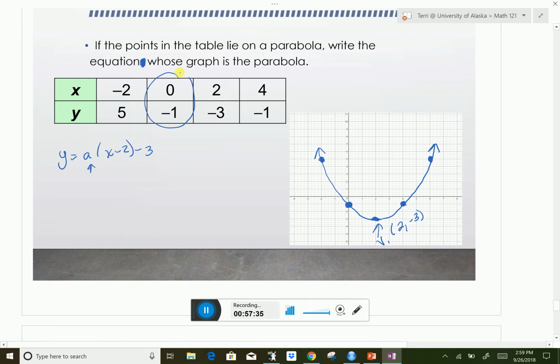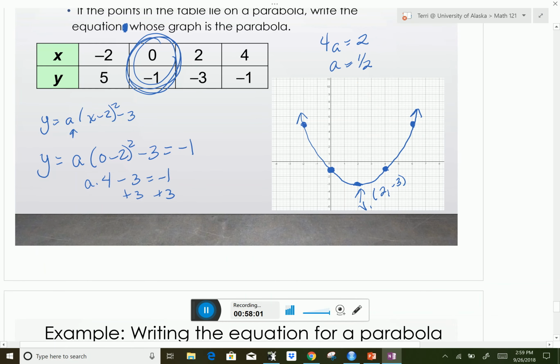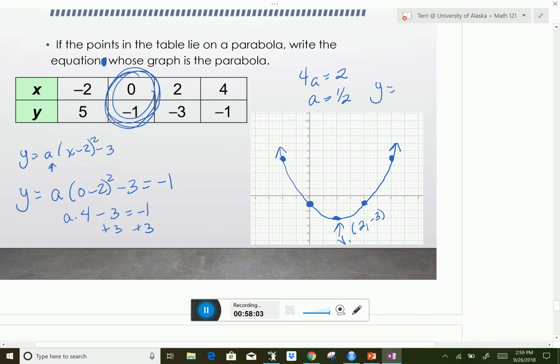But I do have this point, 0, -1. So I can go y equals a times 0 minus 2, I keep forgetting to do squared, squared minus 3 equals -1. So I know a times 4 minus 3 equals -1. Adding 3 to both sides, 4a equals 2. a equals 1/2. So I know that y equals 1/2 times x minus 2 squared minus 3. And you can leave it just like that.